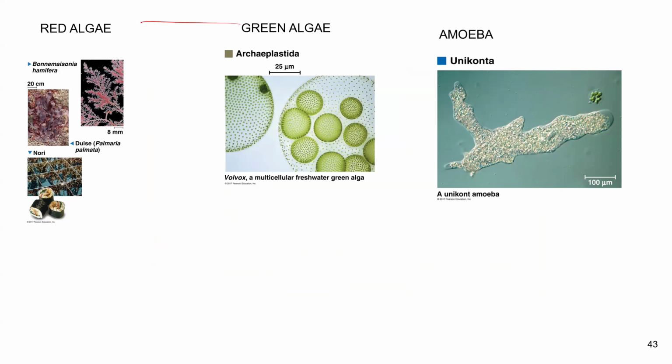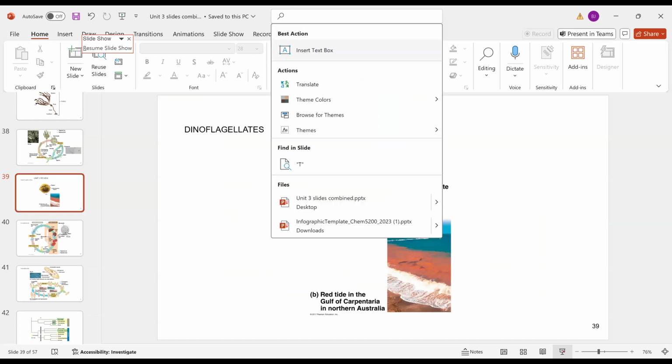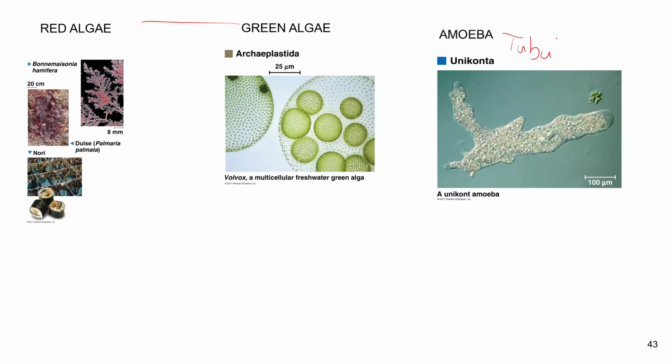In Unikonta, we have the tubulinids. And this is where we have amoebas. This is what we think of when we think of amoeba. We think of that pseudopod oozing forward and then the rest of the organism pulling in behind it. They're predatory, they're heterotrophs, they are terrestrial and aquatic, and we get these tube-shaped pseudopods. This one was one you needed to know quite a bit about for the practical.